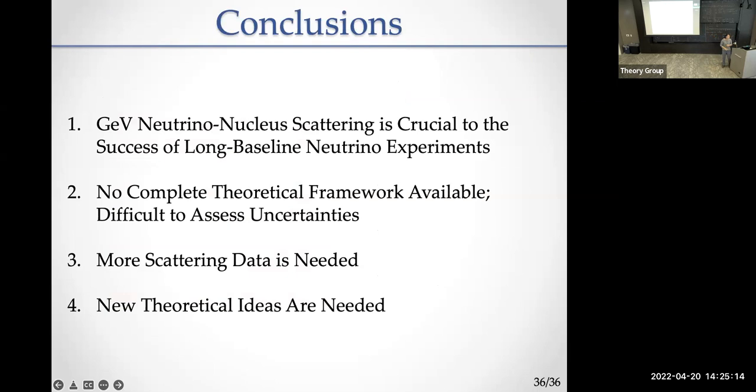Okay, so that brings me to my conclusion. Hopefully I've convinced you that understanding neutrino-nuclear scattering is really crucial to the success of, let's say, the long-term neutrino experimental program. Because of the kinematic region, this is where we will probably never have satisfying, controlled theoretical calculations of the cross-section, and it's also difficult to assess uncertainties. Of course, it is very important for experimental measurements. We need more electron scattering data, which turned out to be very useful for informing calculations. And we also need new theoretical ideas to build better models or better incorporate data. Thank you.